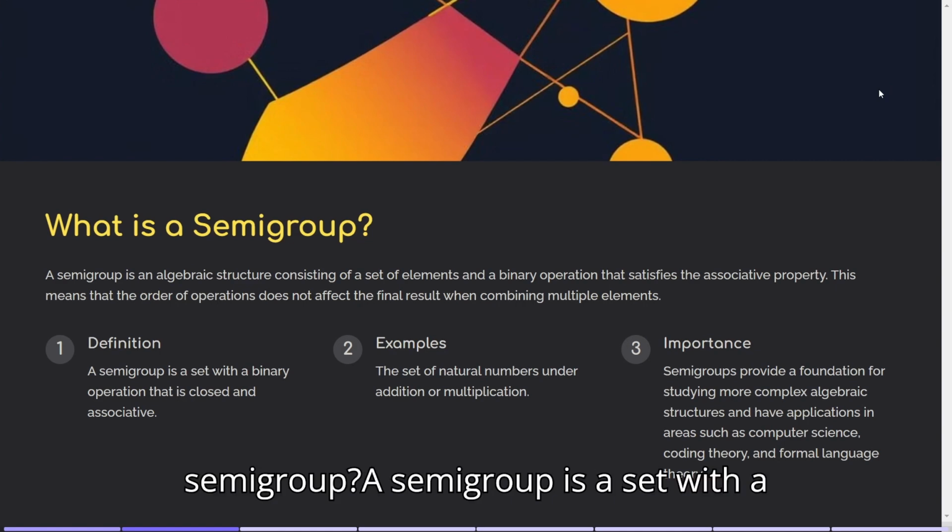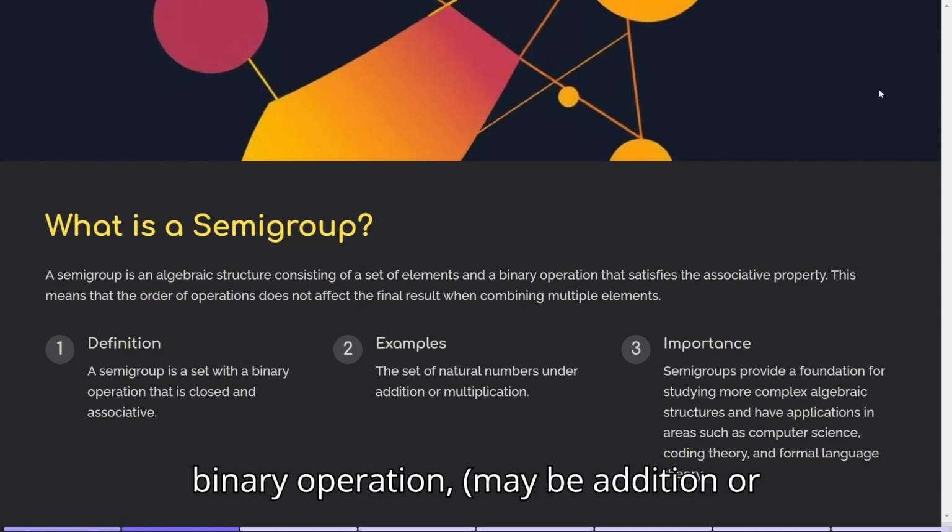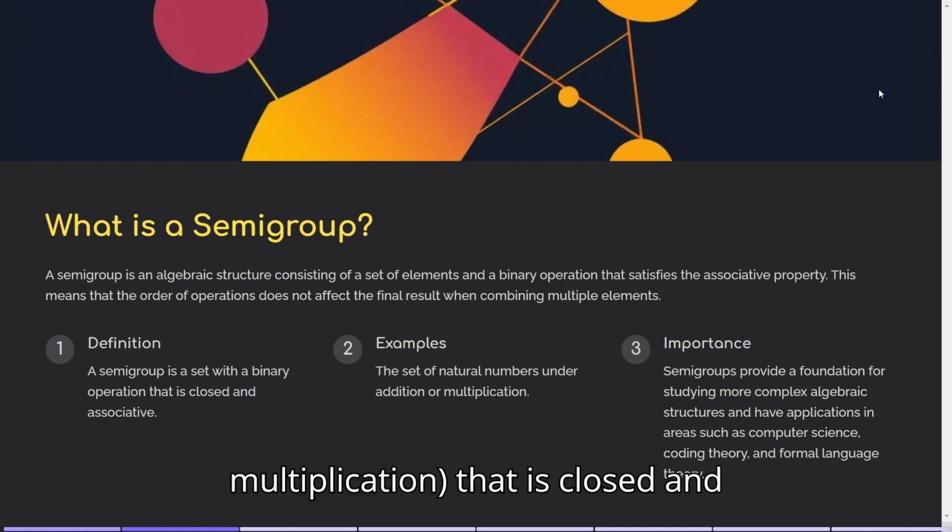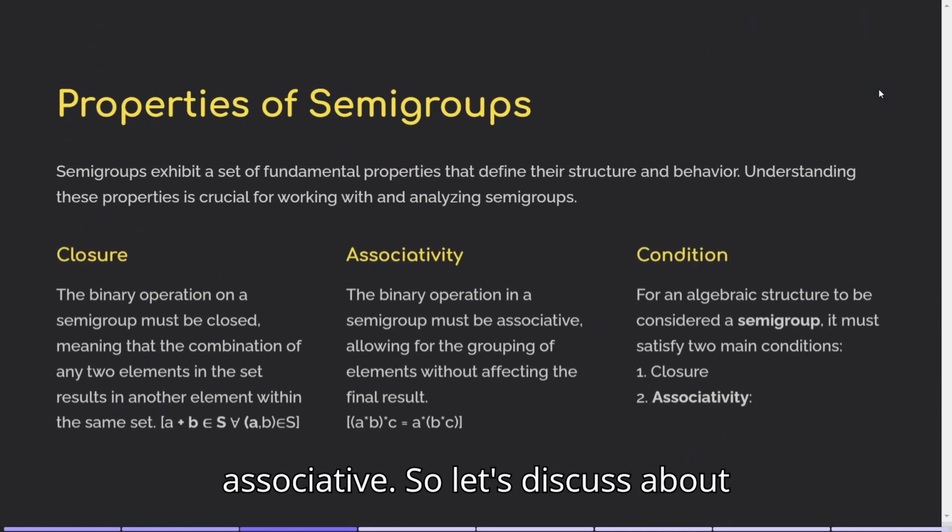So what is a semigroup? A semigroup is a set with a binary operation, maybe addition or multiplication, that is closed and associative. So let's discuss the properties of a semigroup.